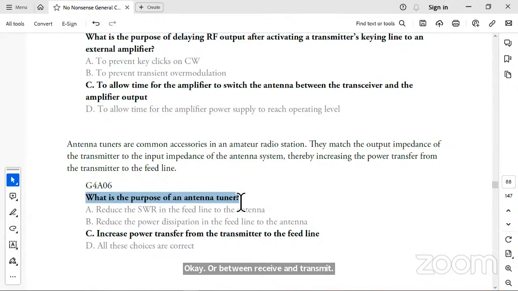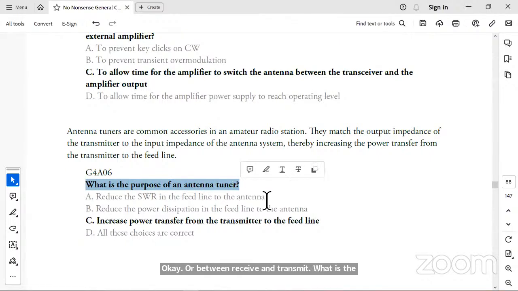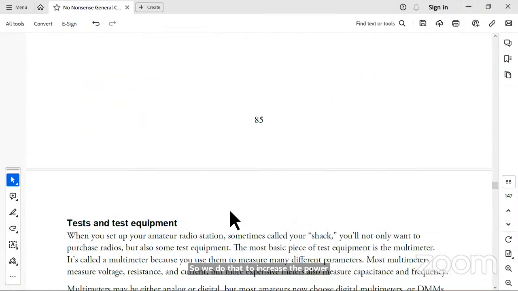What is the purpose of an antenna tuner? So we did say hams are matchmakers, right? So we do that to increase the power transfer from the transmitter to the feed line. Antenna tuner purpose. Okay.